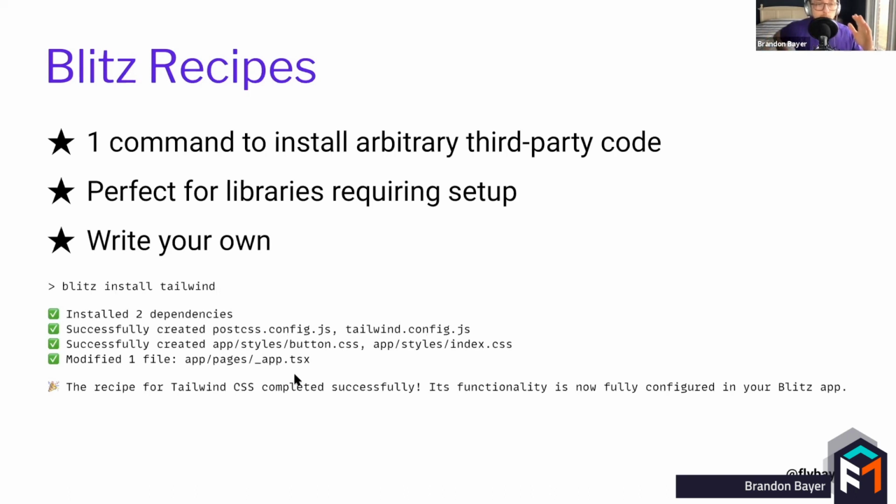We don't have a lot of recipes available yet. Right now, it's kind of difficult to write them. We're going to be improving that, making it easier, and then adding more. Ultimately, we'll have hundreds, thousands of recipes, hopefully. Currently we have blitz install chakra-ui, blitz install material-ui, blitz install tailwind, and quite a few others. It's very nice for integrating third-party code.